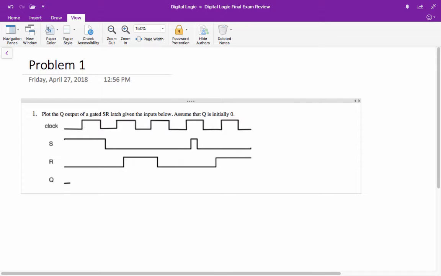Problem 1 of the exam review, and we are given the S and R inputs for a gated SR latch, and we are supposed to say what the output is. So before we do that, let's remind ourselves of the different kinds of latches and flip-flops and what they do.